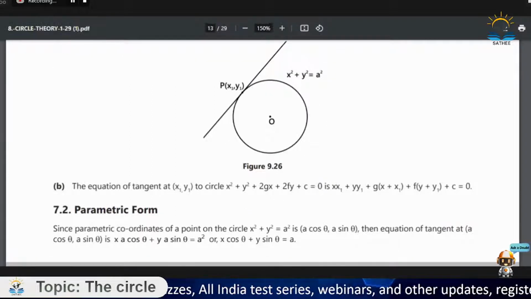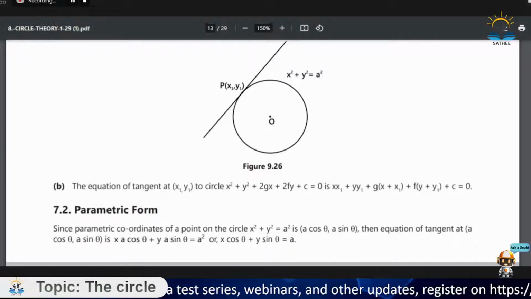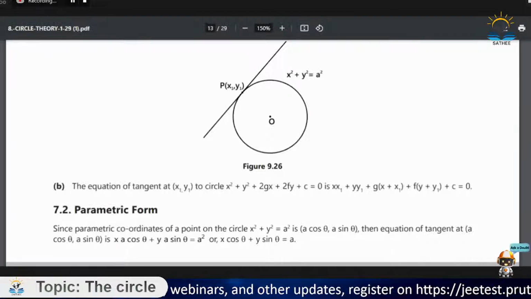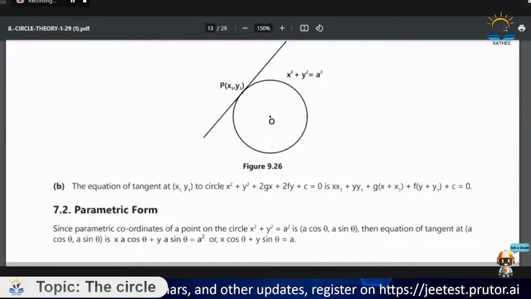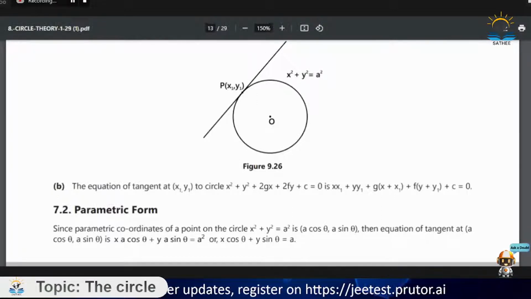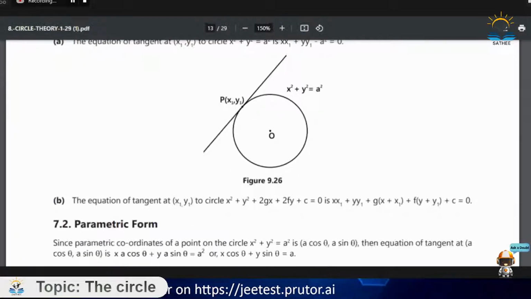So you get x1 plus y1 plus g. This 2 in the denominator gets cancelled by 2 in the numerator. You get g(x plus x1) plus f(y plus y1) plus c is equal to 0. So basically you have got three ways to find the equation of tangent when you have been given a point.